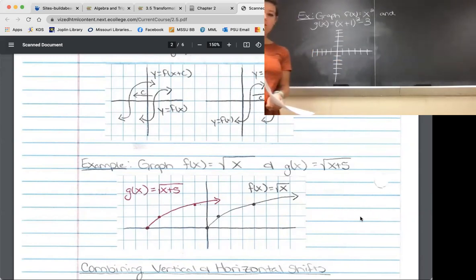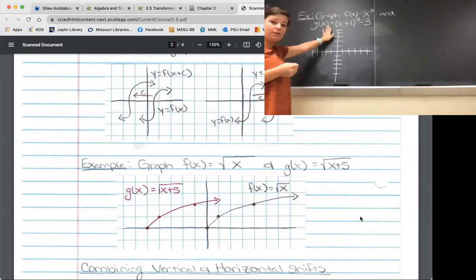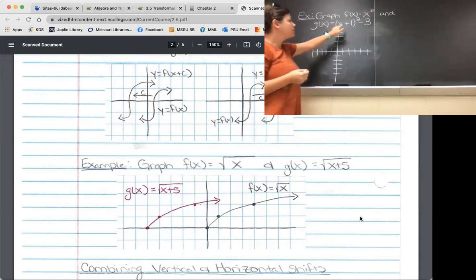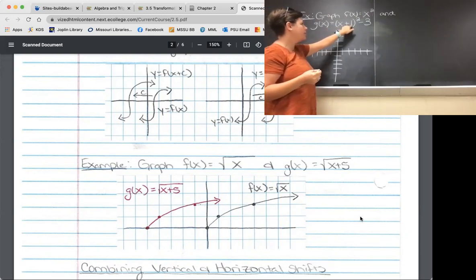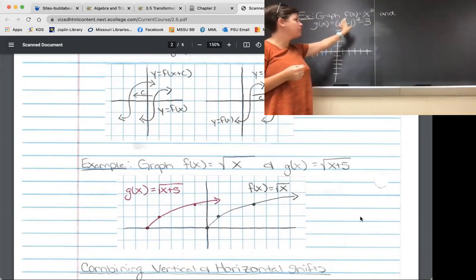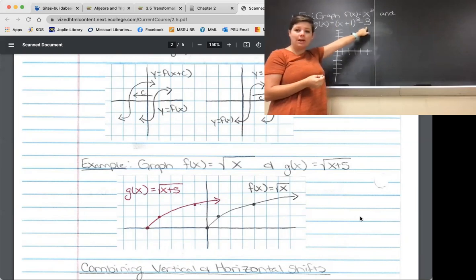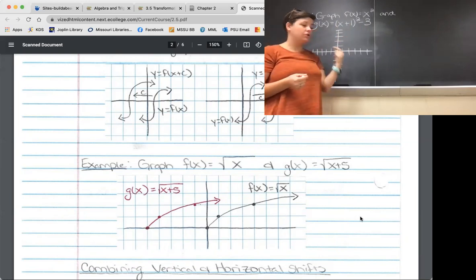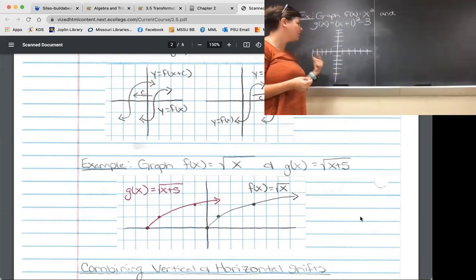Okay, so if you look at just our g of x, that's kind of our final resting place. That's where we want to go. You notice we have an x plus 1 inside of our function. So that tells me there's a horizontal shift. We also have this minus 3 out here though. That tells me there's a vertical shift. So I'm going to have two different shifts going on in this same graph.